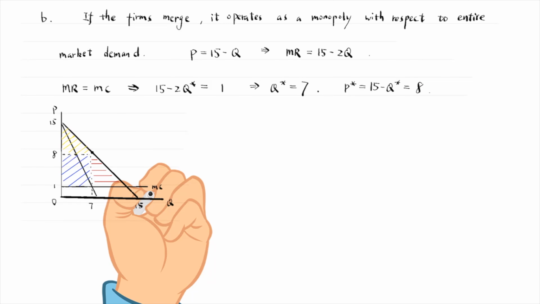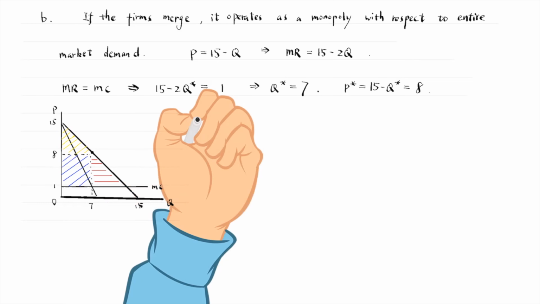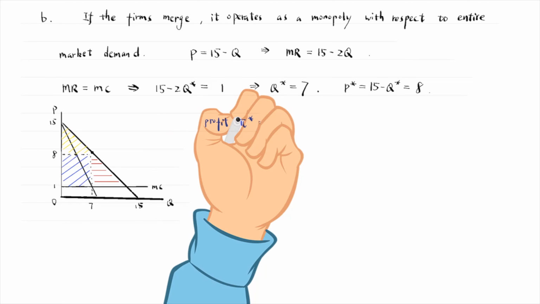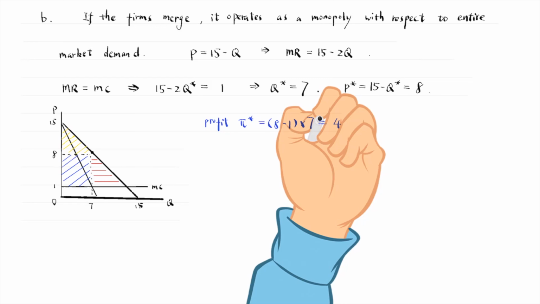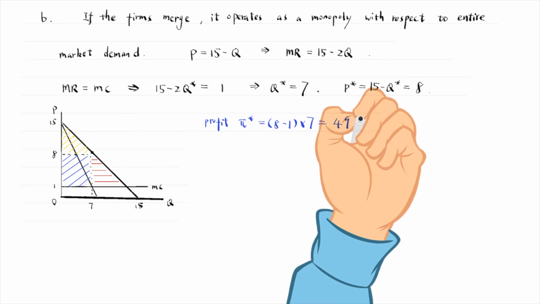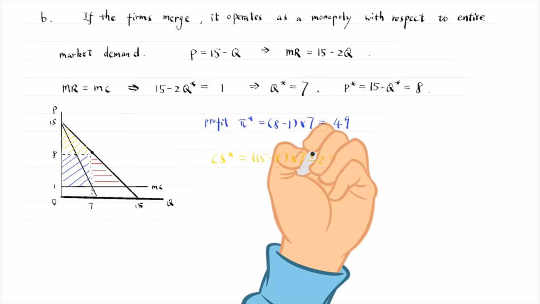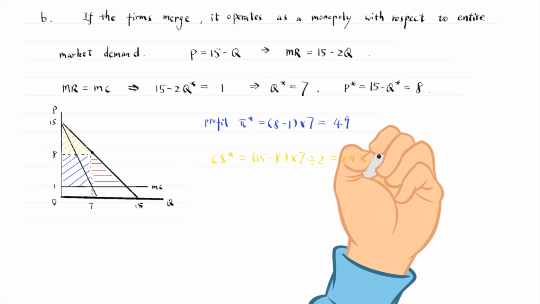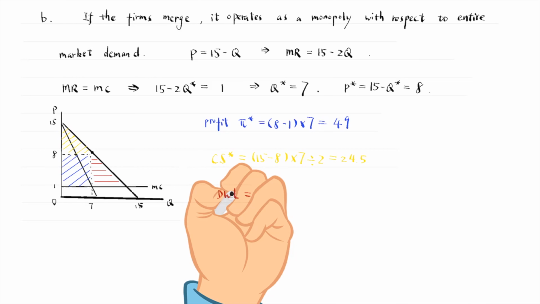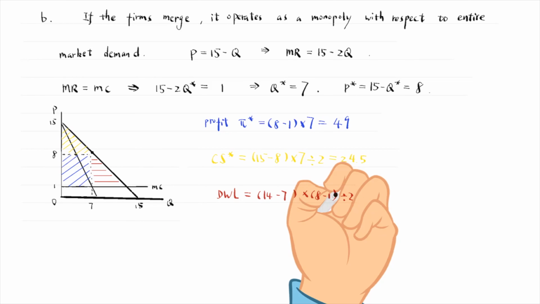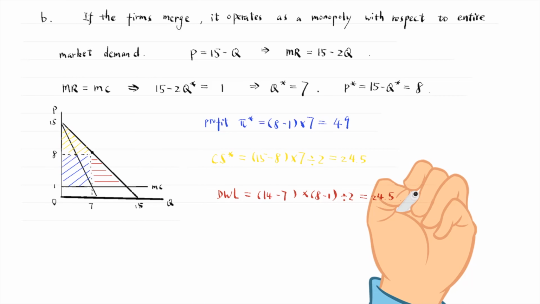The firm's profit is the blue rectangle area, 49. The consumer surplus is the yellow triangle area, 24.5. And the deadweight loss is the red triangle area, 24.5.